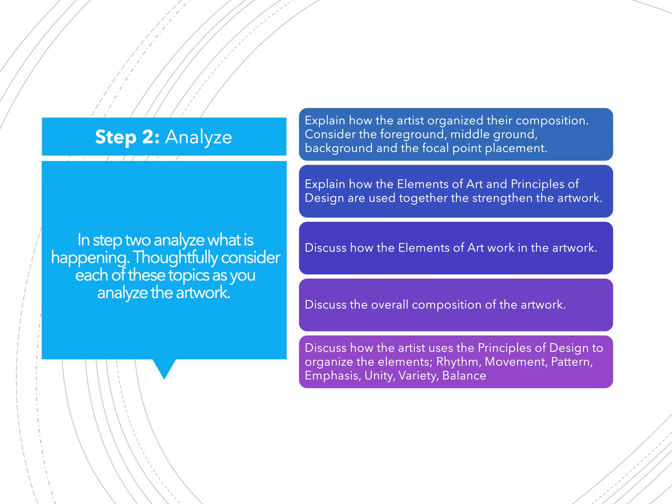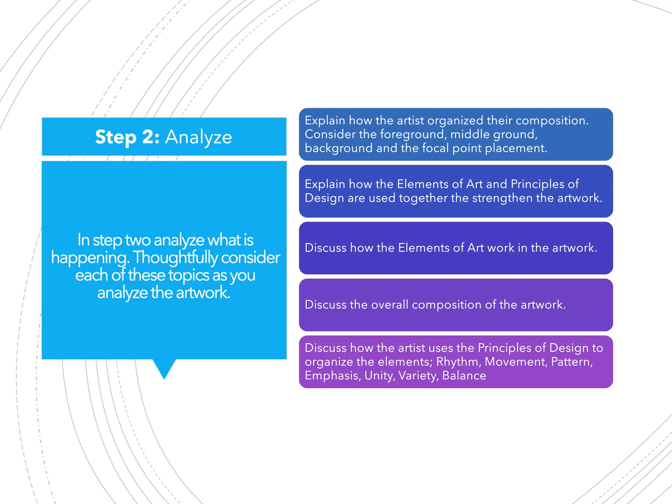In step 2, you're going to analyze the artwork. So talk more about what's happening and thoughtfully consider these steps. Explain how the artist has organized their composition. So all of the things happening in the artwork, how are they organized to create a strong image? Consider what's happening in the foreground, the middle ground, and the background. Also consider the focal point and how it's placed. And remember that the focal point is the most important part of the artwork. Where is it? How is it drawing attention to everything else that's happening in the artwork?